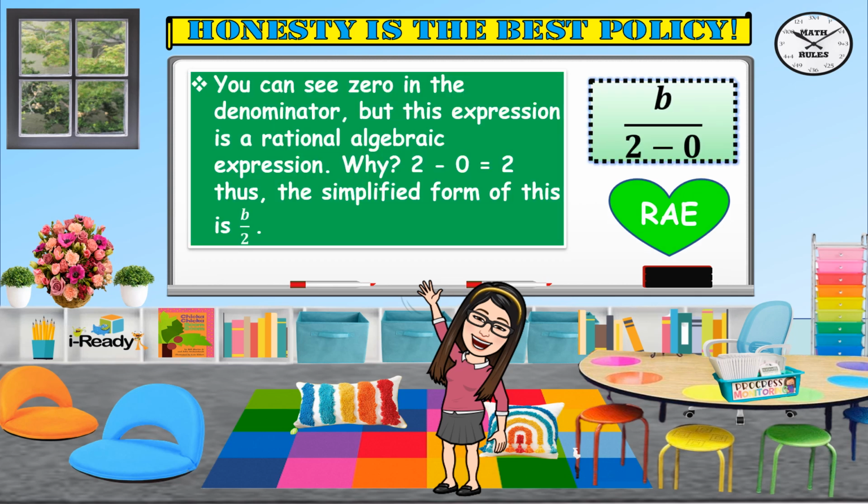How about b all over 2 minus 0? You can see 0 in the denominator, but this expression is a rational algebraic expression. Why? Because 2 minus 0 is equivalent to 2. Thus, the simplified form of this is b over 2. That's why we have RAE here. b over 2 is RAE, or rational algebraic expression.